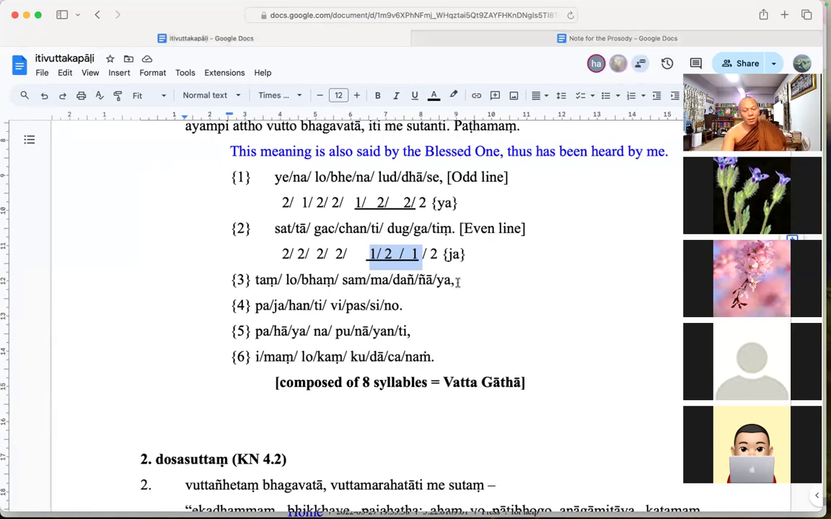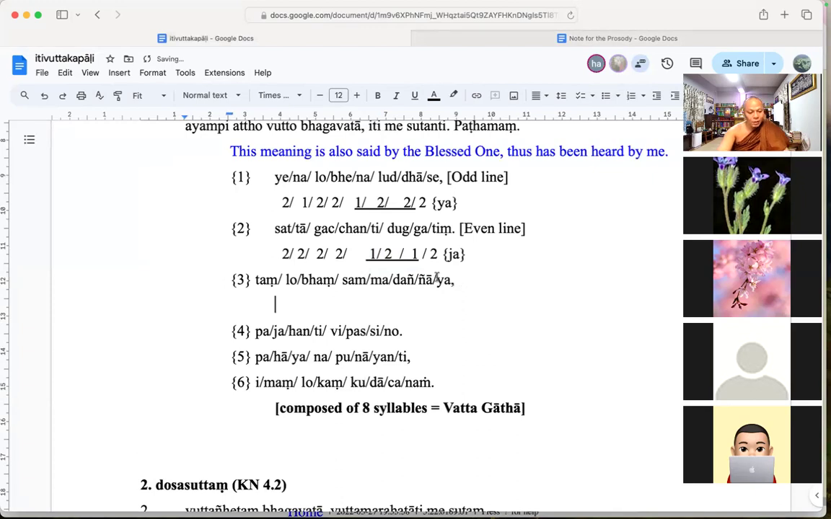Maybe the others are also, I think, maybe all of them are Bhattaya Wada. So let's see. So "ten" is 2, and "law" also 2, "ban" also 2, and "sam" also 2. But "ma" is 1. So "dan" is 2, and "ya" is 2, and "ya" is 1. You see? So after 4 syllables, 1, 2, 2. What is it? Yagana. You see? That is Yagana.